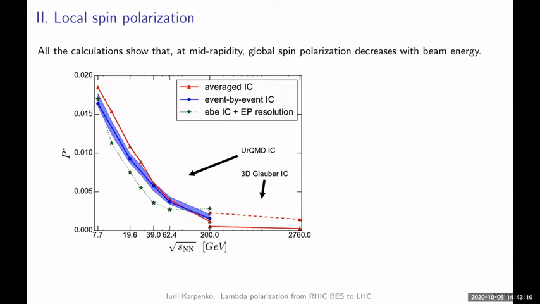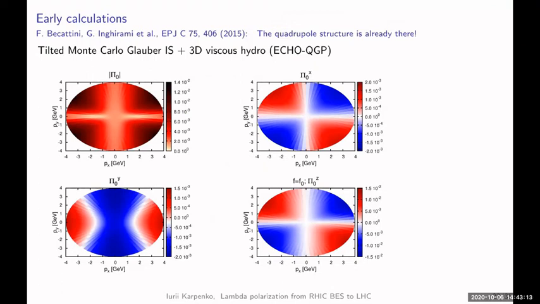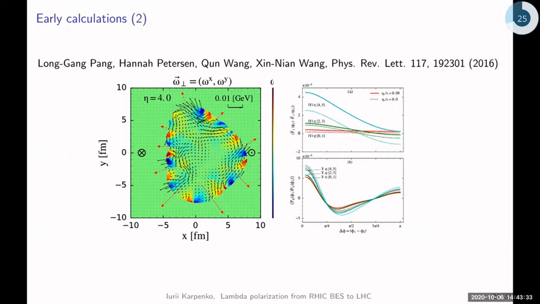So that's why, already starting from early calculations, there were those plots with quadrupole structures, which were shown already in 2015 in the calculation with the ECHO-QGP hydrodynamic code. I think at the time those quadrupole structures went a bit, let's say, unnoticed. Then there was the other calculation by Long Pang and collaborators, which was showing that in the case of event-by-event initial state, there are correlations of the longitudinal spins. So that's what you can see on the bottom right plot.